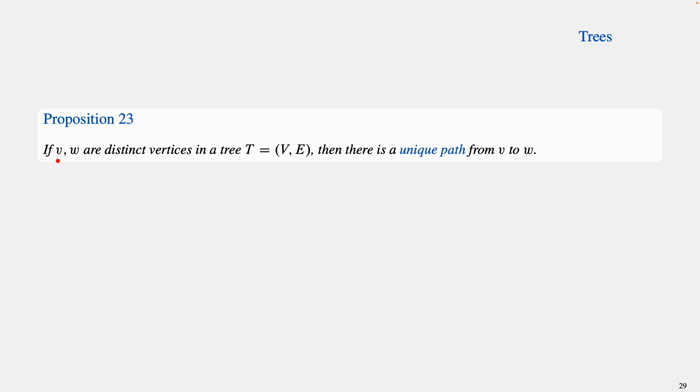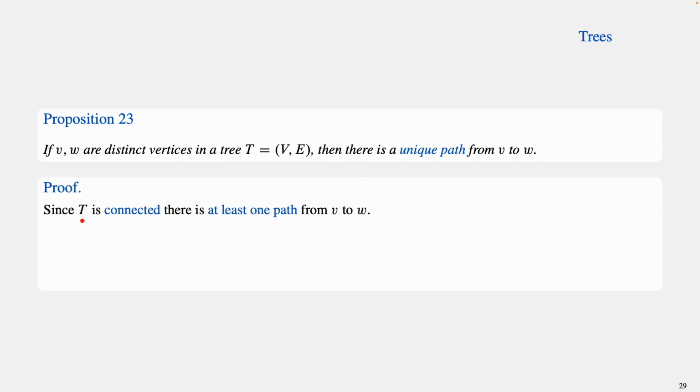Then we have the following proposition. If we have 2 distinct vertices, V and W, in a tree T, with vertex set V and edge set E, then there's a unique path connecting V and W. And this may seem obvious, and indeed, the proof is very short. But it's still important to remark this. So since the tree T is connected, there's at least one path going from V to W. So we could say there's at least one walk, but if we have a walk, then we always have a path, as we've seen before in this lecture.